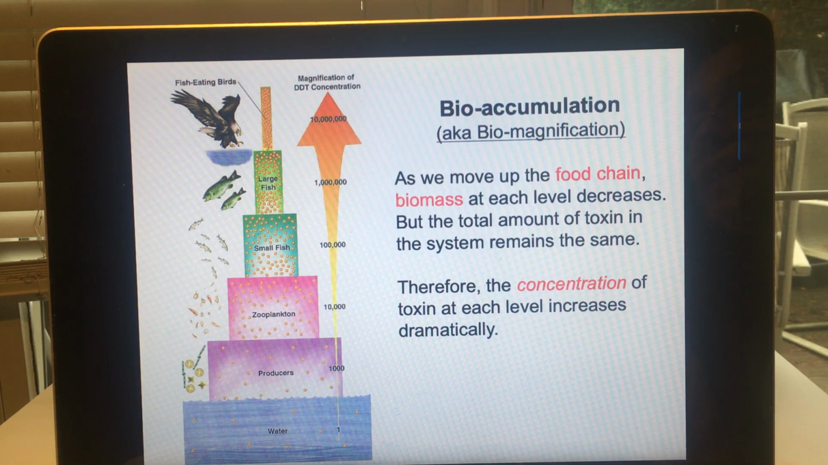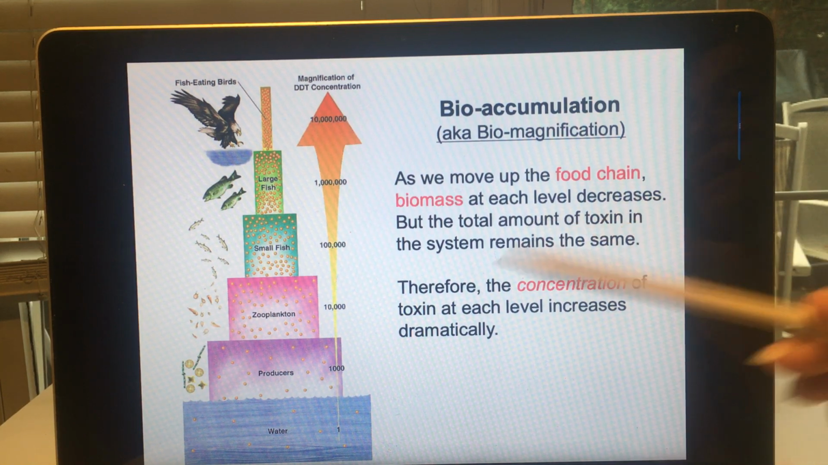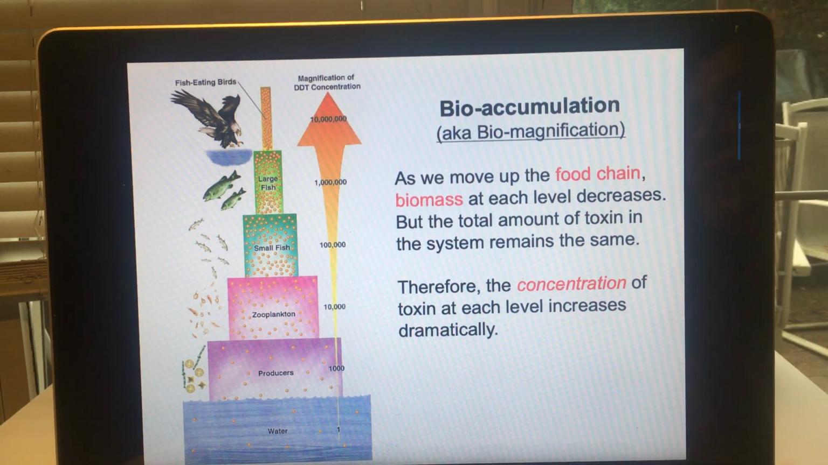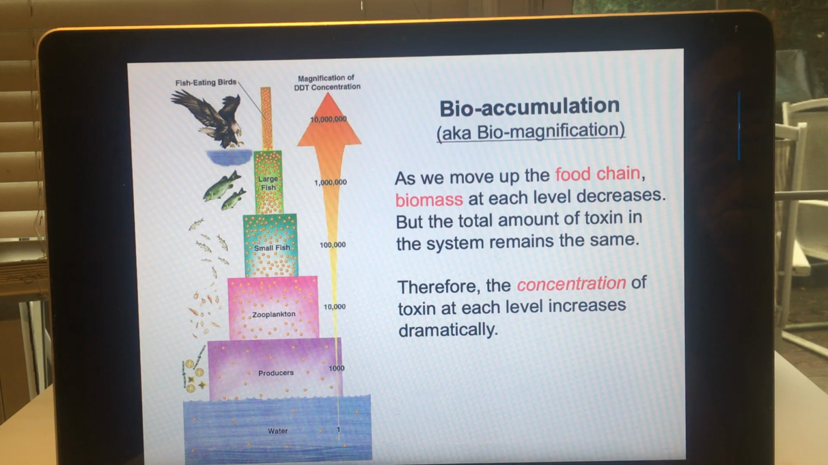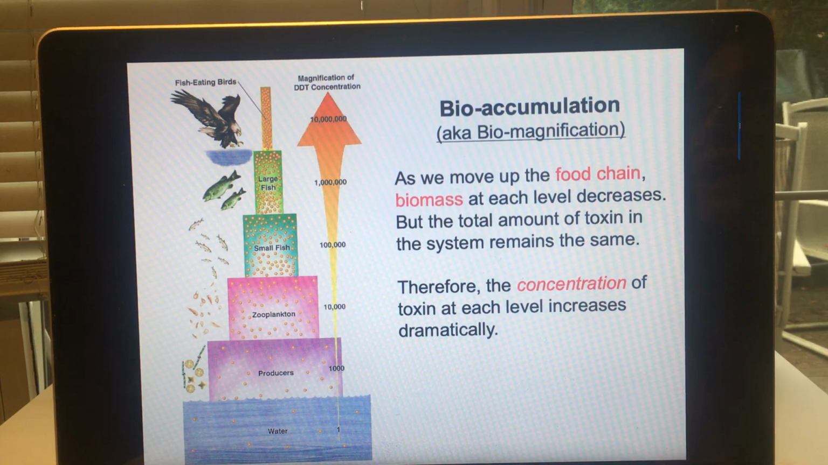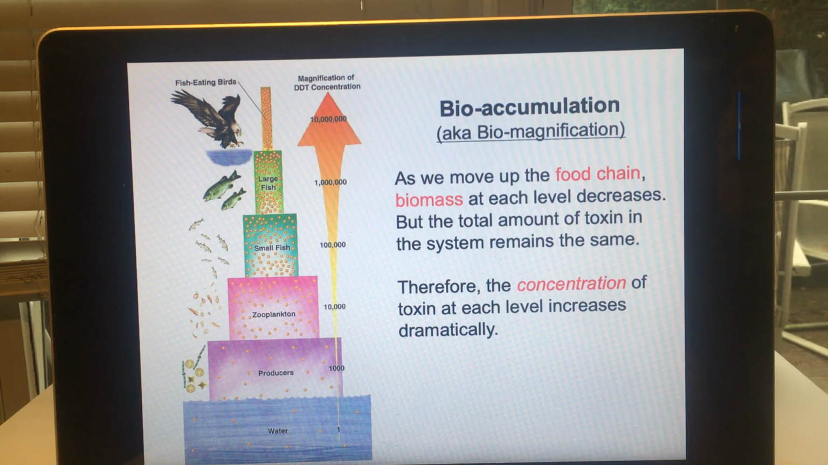Now, DDT caused a really big problem with the eagle population. One of the things it did was make them lay eggs that had very, very thin shells. And then, of course, eggs with thin shells tend not to survive and end up breaking, and then you end up with a decrease in the population of the birds.